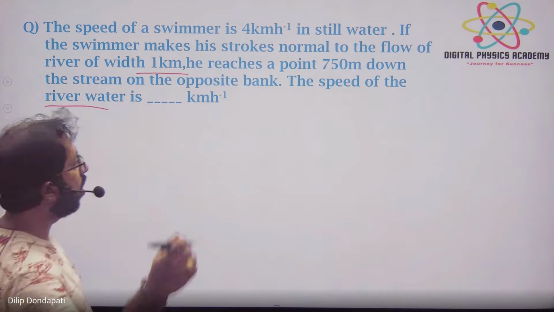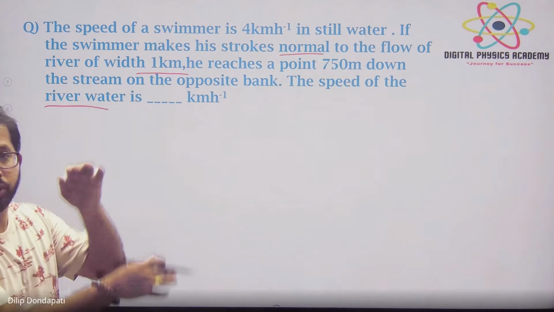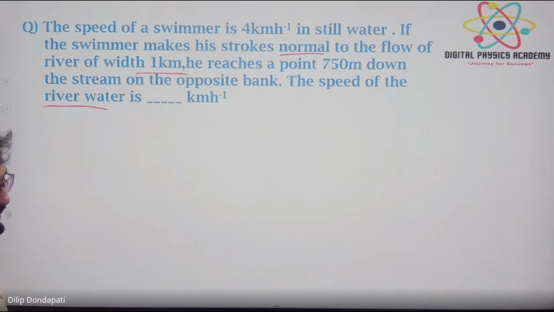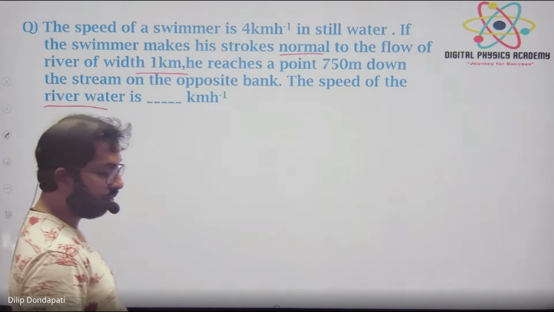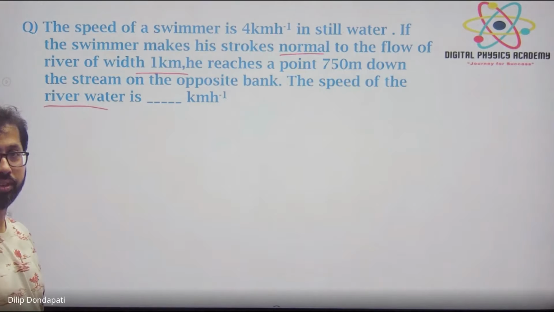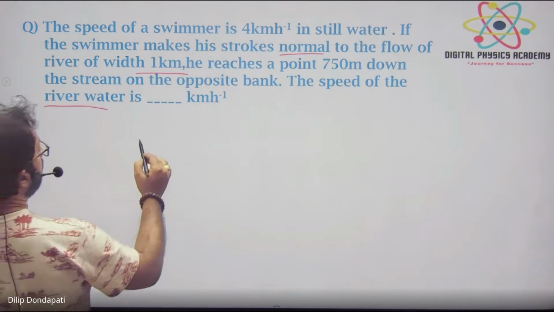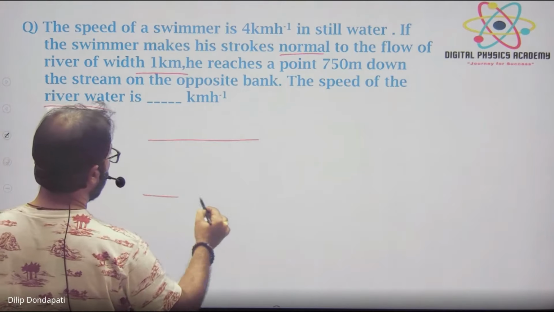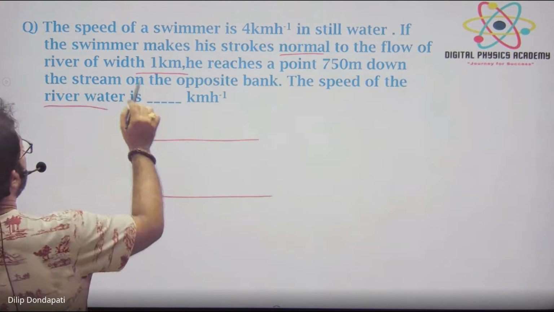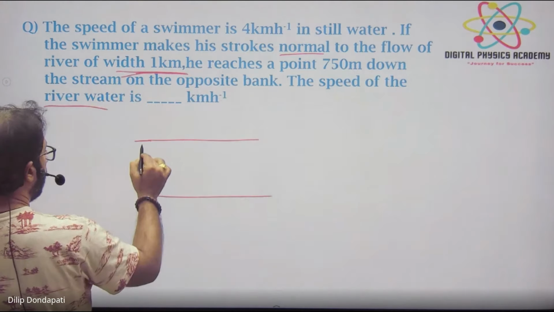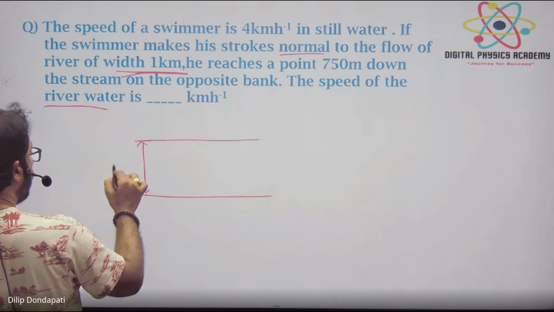He strokes normal to the flow. Normal means perpendicular to the flow. At that time, what is the speed of the river? So will the distance be 1000 minus 750 or 1000 plus 750? अरे क्वेश्चन अंडरस्टैंड करो, JEE Mains question. The speed of the river, width कितना है, tell me. If the swimmer makes stroke normal to the flow of river of width 1 kilometer, मतलब this distance is 1000 meters.